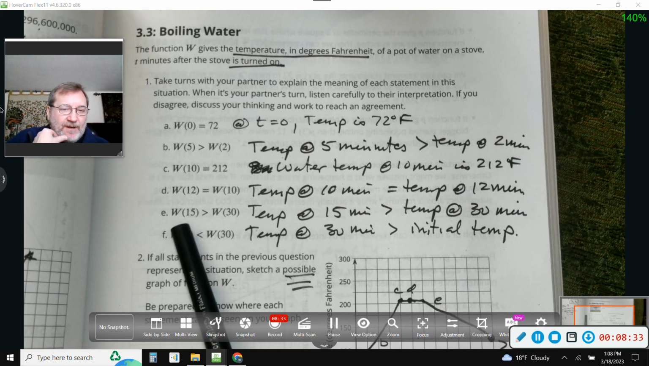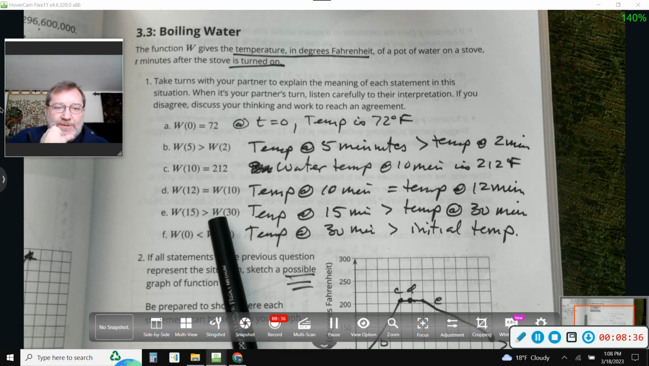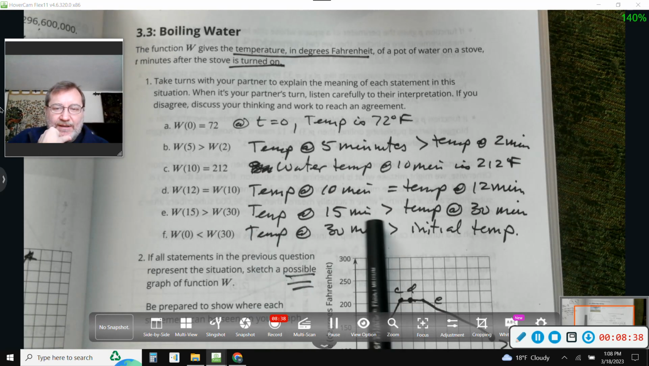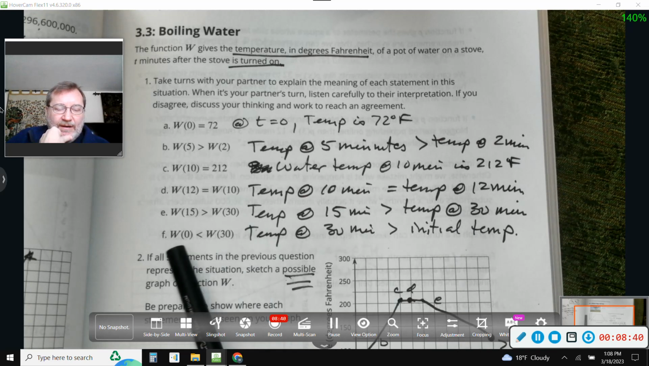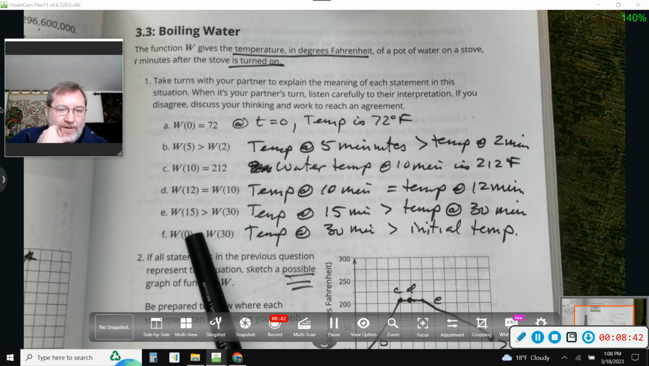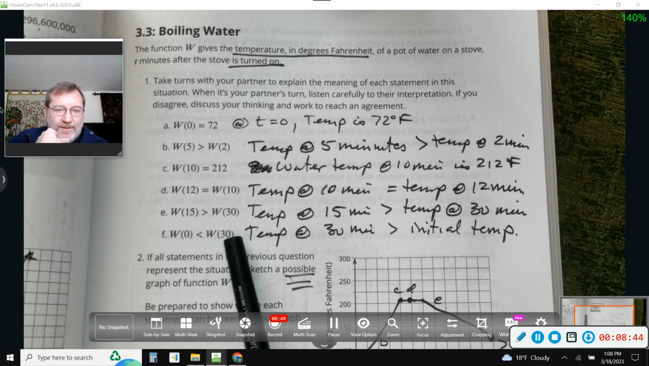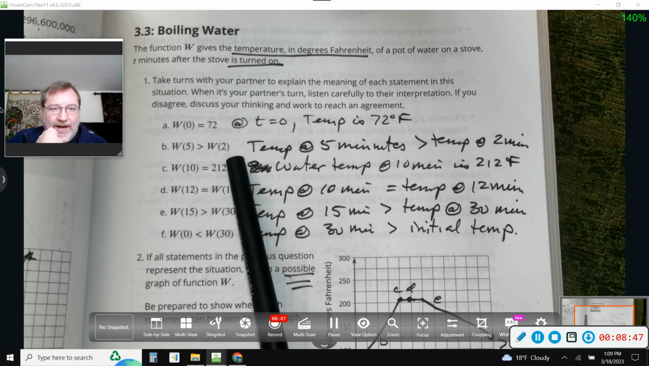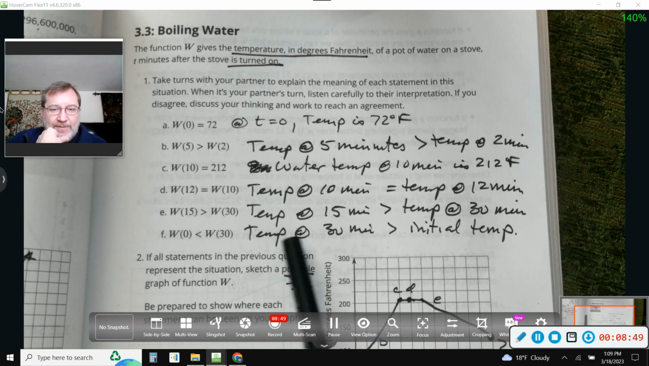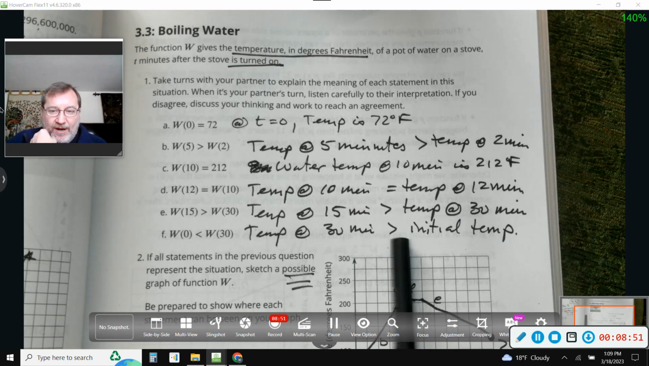The water temperature at 15 minutes is greater than the temperature at 30 minutes, and that's why I've written it down here. And the temperature at 0 is less than the temperature at 30 minutes, so it hasn't quite gone down to room temperature yet. So the temperature at 30 minutes is greater than the initial temperature.